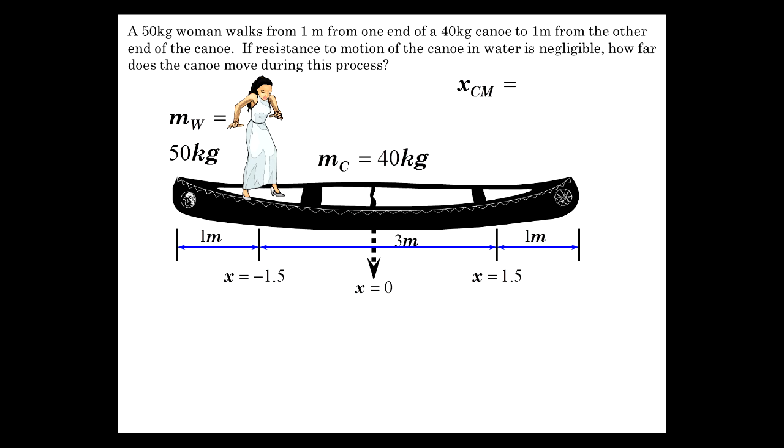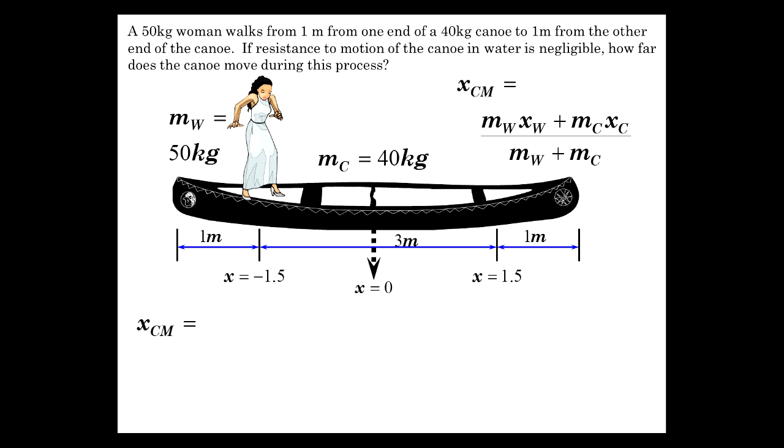And we're going to try and determine, not try, we will determine the motion of the canoe through the water, how much the canoe moves during that process. The canoe is assumed to move through water effortlessly. So for the position of the center of mass, we just have to worry about the x direction here. We consider the mass of the woman and the mass of the canoe from x equal to 0.